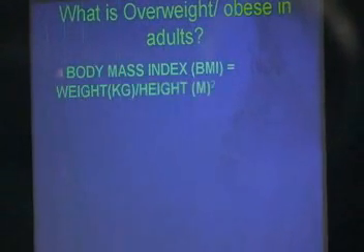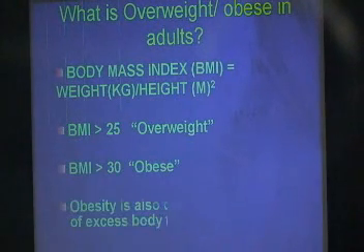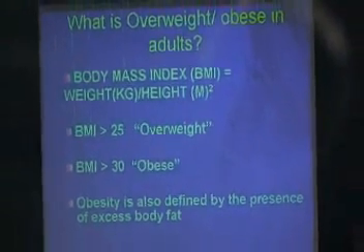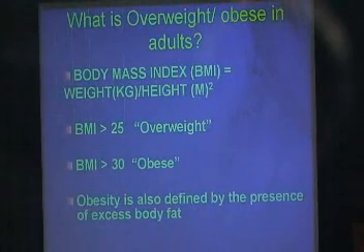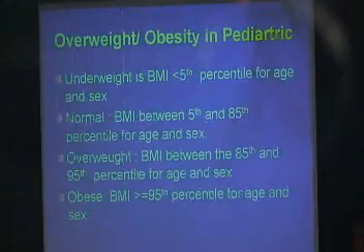So what is obesity? We define it as physicians with body mass index. It's a calculation we make by putting the weight in kilograms over the height in meters squared, and we came up with this: a BMI above 25 they labeled as overweight, and above 30 obese, and beyond that there is class 1, class 2, and class 3. It's also defined by the presence of excess body fat.